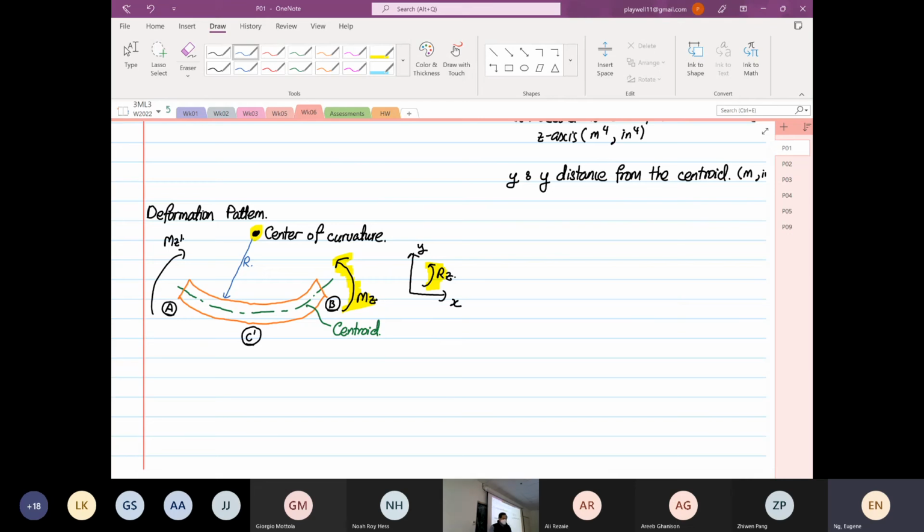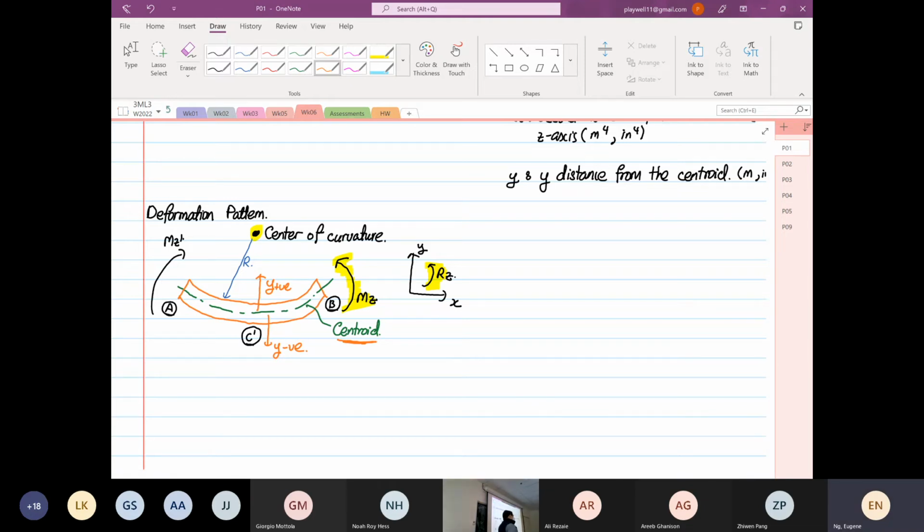Center of curvature. Now, what's so important about the center of curvature? Relative to the centroid, I repeat again, relative to the centroid, any position that is above the centroid towards the center of curvature, the y value is positive. Anywhere that is away, the y value will be what? Negative.